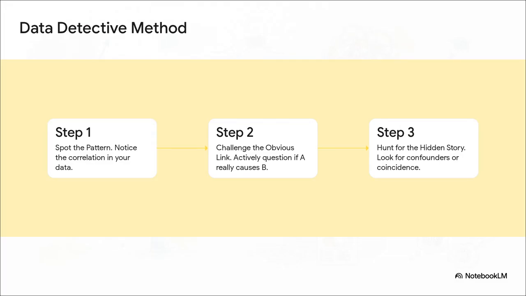So how do you avoid falling into this trap? Just use this simple data detectives method. Step 1. Spot the pattern. That's the easy part. Step 2. Immediately challenge the obvious link. Ask yourself, hold on, does A really cause B? And then step 3. Hunt for the hidden story. Go looking for our 3 culprits: a confounding variable, a pure coincidence, or reverse causality.